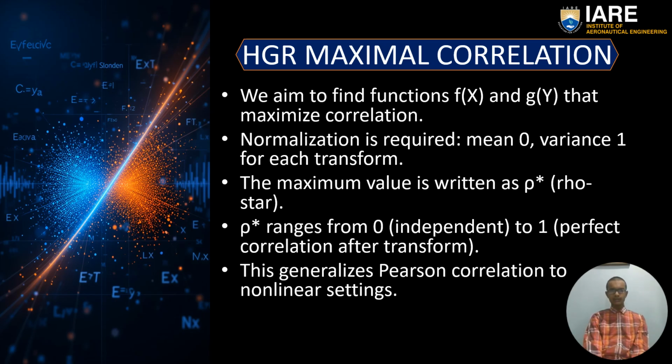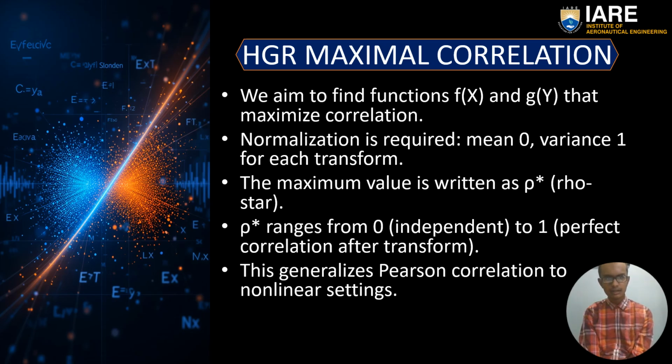The goal is to find functions f of x and g of y that make the correlation between them as strong as possible. To be fair, we must normalize them, meaning the mean is equal to 0 and the variance is equal to 1. And the maximum possible correlation is called rho star.